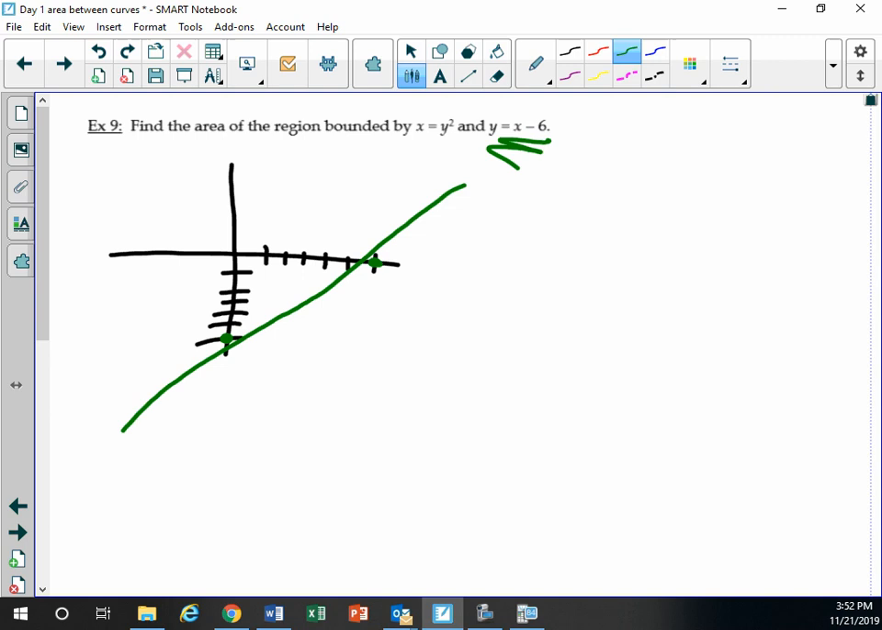If y equals x minus 6. X equals y squared is going to be a sideways parabola. Here's what I do, ladies and gentlemen. When I have to do one of these, I'm sticking in the y value.